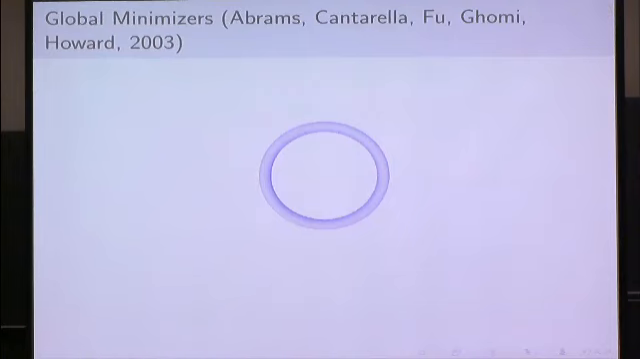So we can do at least one thing. So we have some self-repulsive effects. What about the existence of these nice shapes, the existence of minimizers? And well, if you look at all curves, the minimizers that were found by Alperens, Cantor, Fu, and Gomi and Howard are the nicest curves, the round circles.